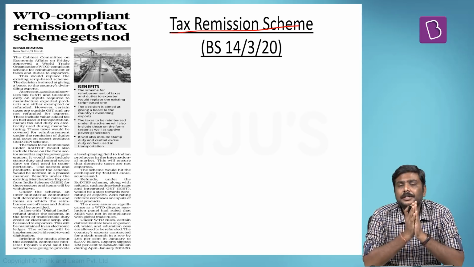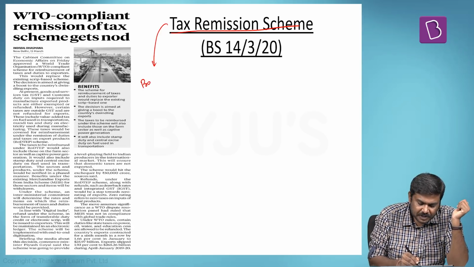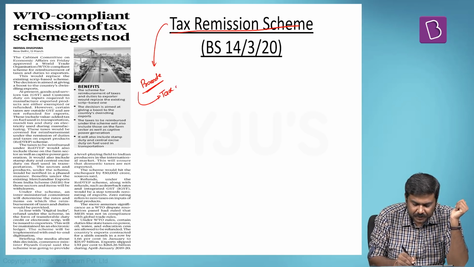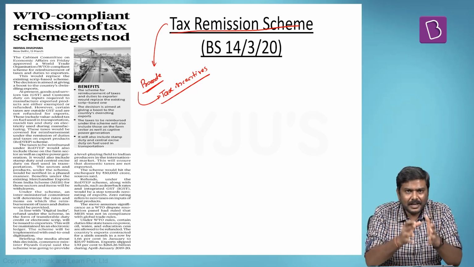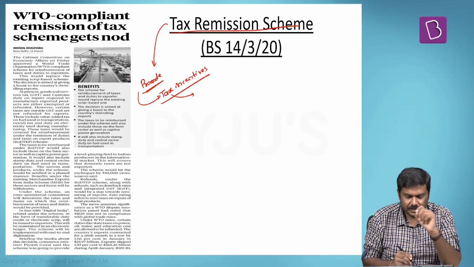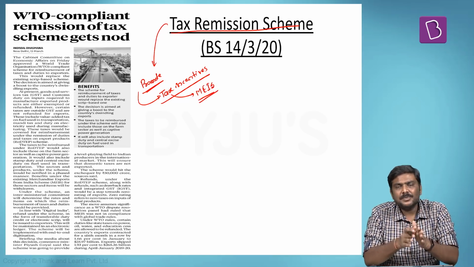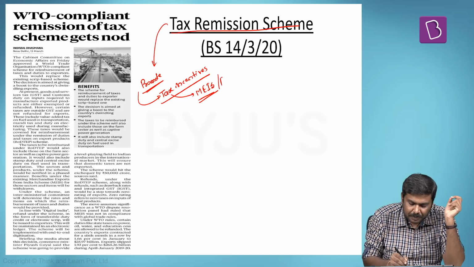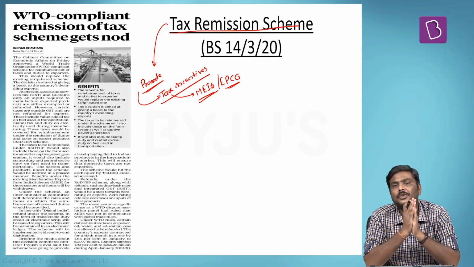Some of the very important conceptual points are this. Government, in order to promote exports, provides tax incentives. Is it okay? In order to promote exports, it provides tax incentives or tax exemptions. Very important tax incentives which are provided by the government to the exporters are MEIS, Merchandise Exports from India Scheme, EPCG, Export Promotion of Capital Goods, so on and so forth.